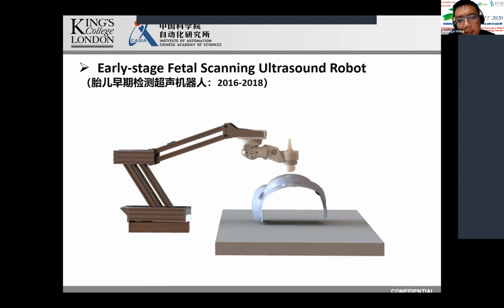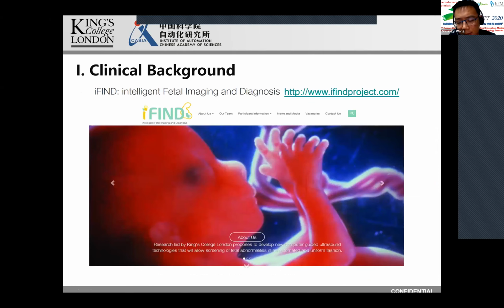Now I'm going to introduce the second robot that I developed, which was an early stage fetal scanning ultrasound robot. This is the final rendering image of the robot. The clinical background comes from early stage fetal screening, and we noticed there's a very strong variation in the abnormality detection rate between developed and underdeveloped areas. For example, if you go to Scotland, probably there's a very low level of early stage abnormality detection rate, but this is very different in London. And also because it relies on the operator's experience.